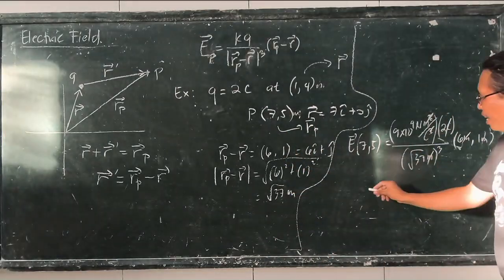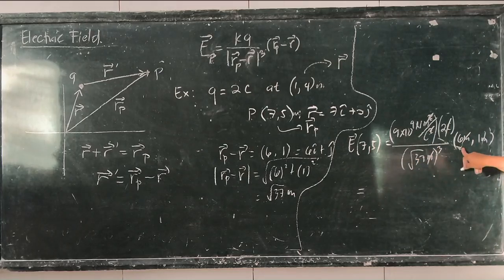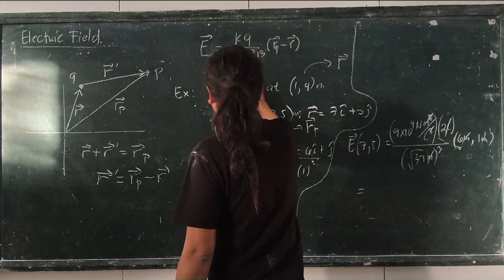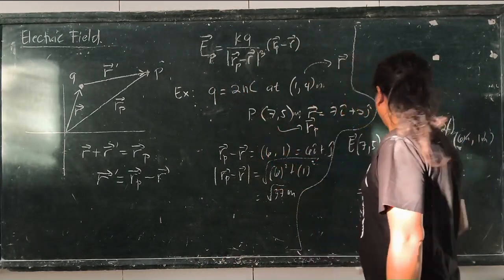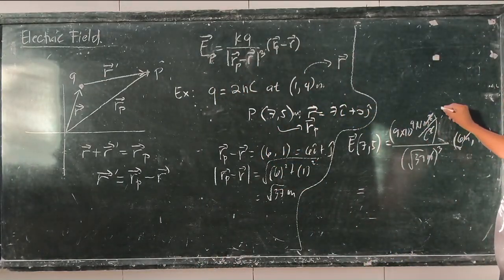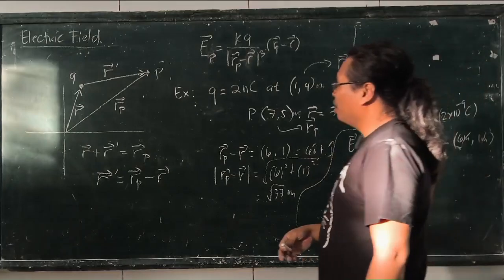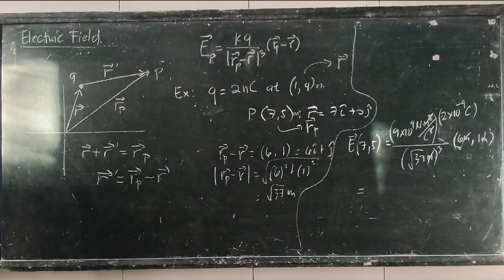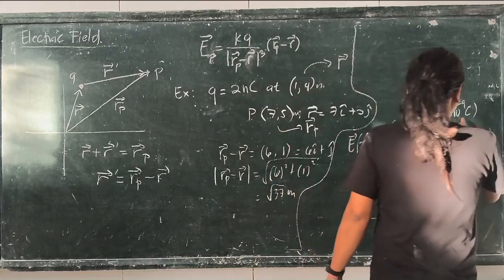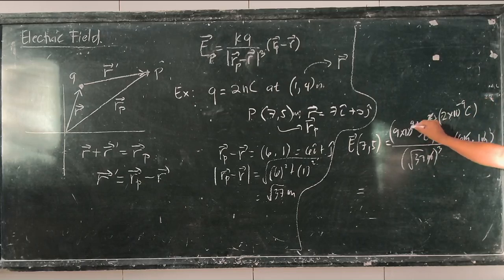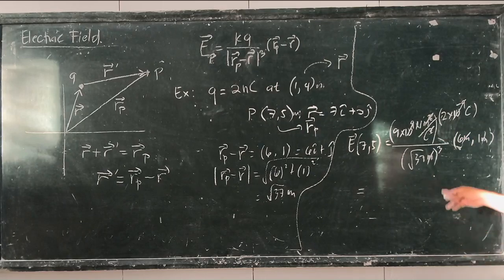Anyway, kindly do this in your calculator. First, this 9 times 10 to the 9. To avoid very large numbers, let's just use 2 nanocoulombs here. So this would now become times 2 times 10 to the negative 9 coulombs, because 1 nanocoulomb is 10 to the negative 9 coulombs. So the 10 to the 9 and 10 to the negative 9 will cancel out. So you have 9 times 2, that's 18, over square root of 37.